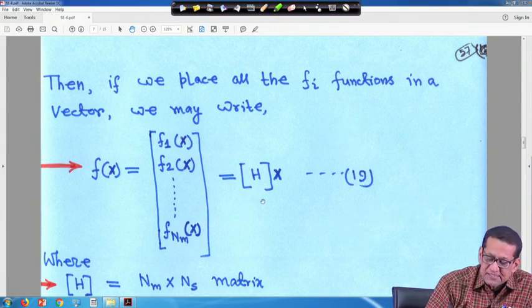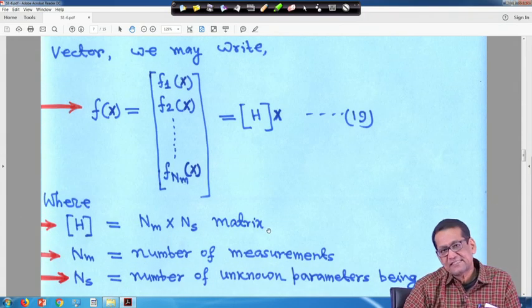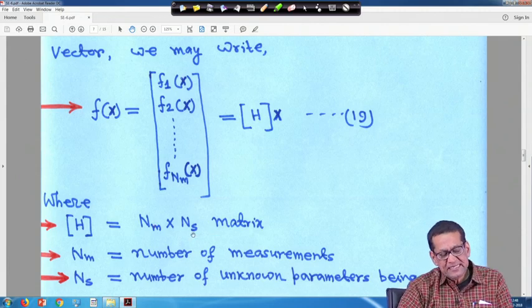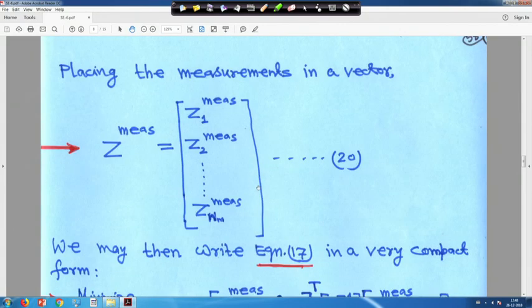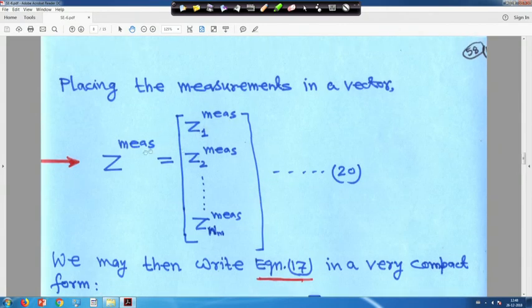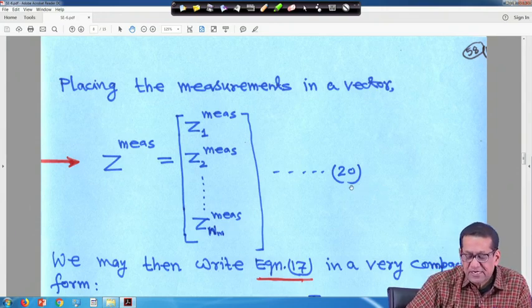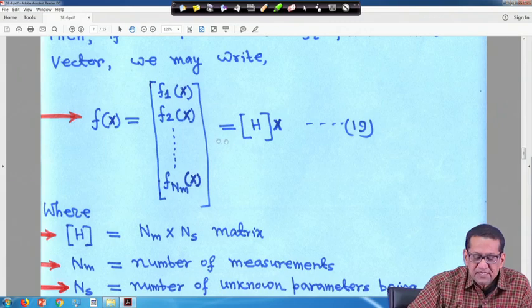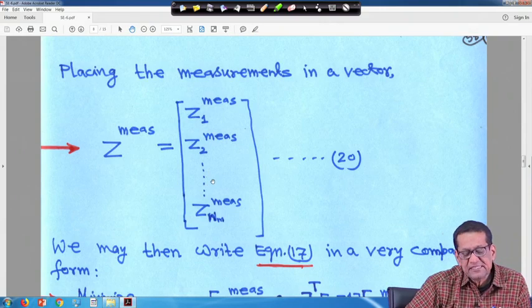So this h matrix will be an nm by ns matrix, because you have nm measurements and ns state variables. nm is the number of measurements and ns is the number of unknown parameters being estimated, which is nothing but the state variables, right. Therefore, placing the measurements in a vector, z measure is z1 measure, z2 measure up to z_nm measure; that is equation 20. So this is also put in vector form, and z we are also putting like this as z measure, right.